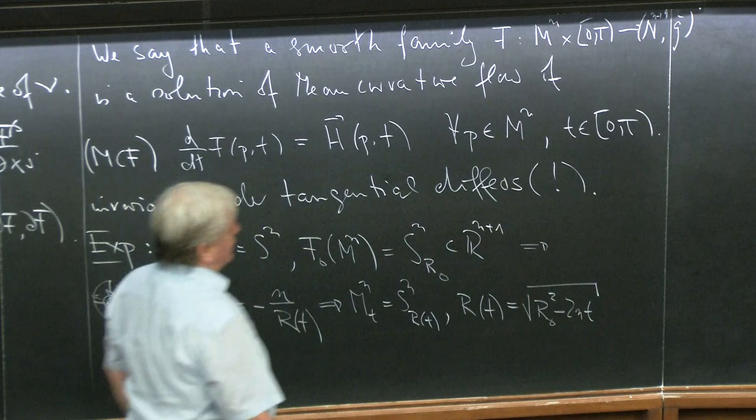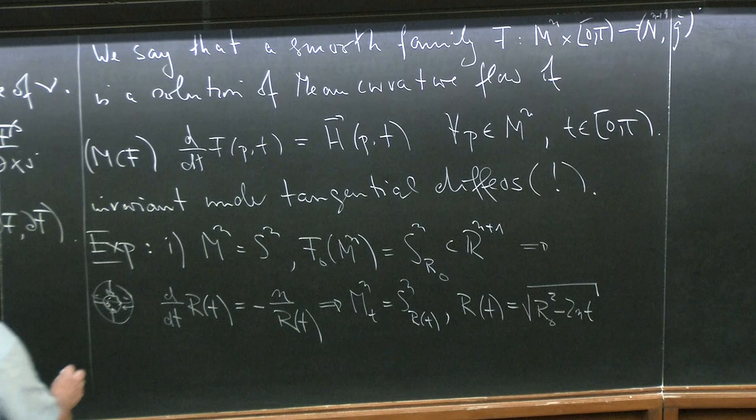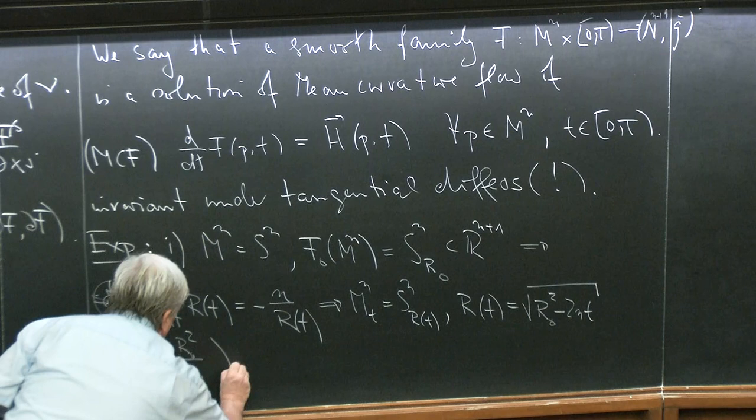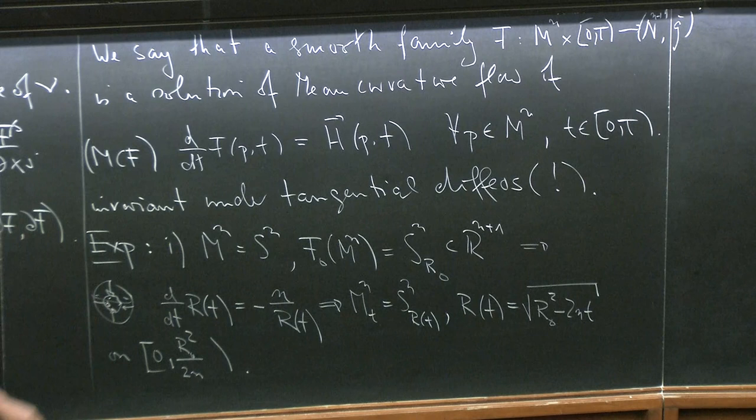And therefore, this exists on a time interval up to r0 squared over 2n. So you have a finite time when this thing shrinks, rotationally symmetric, to a point.